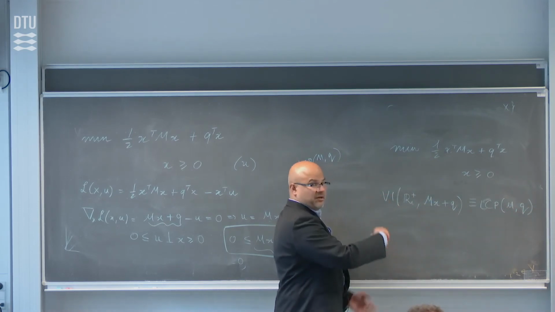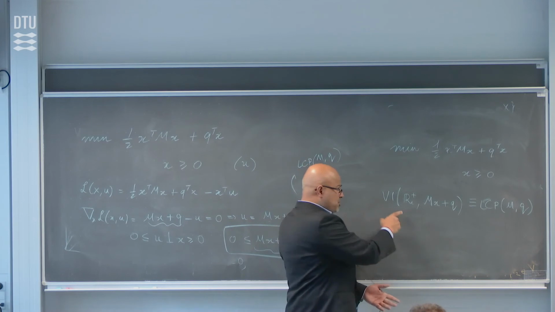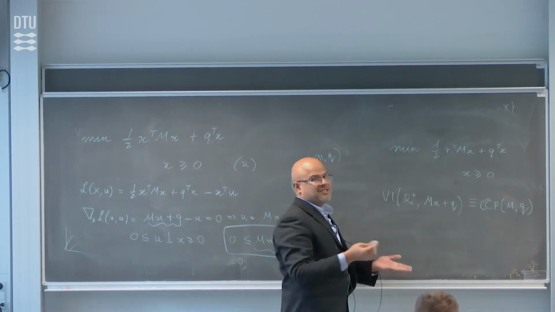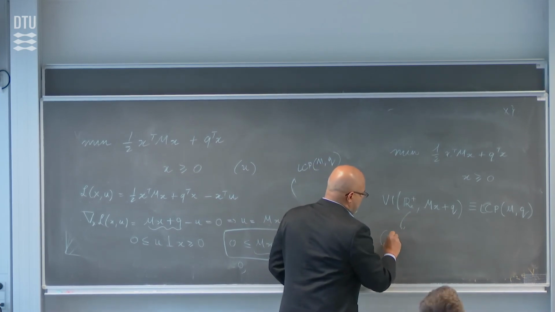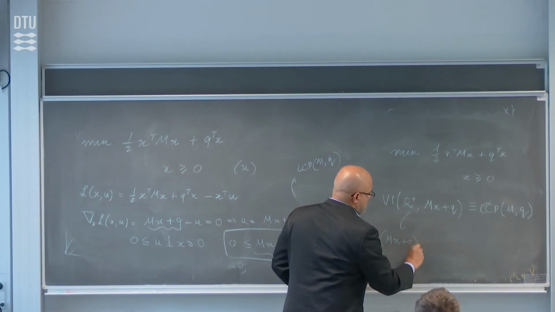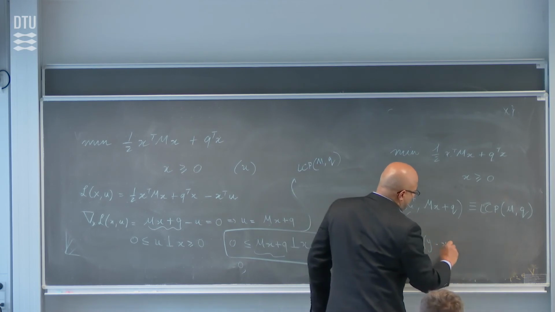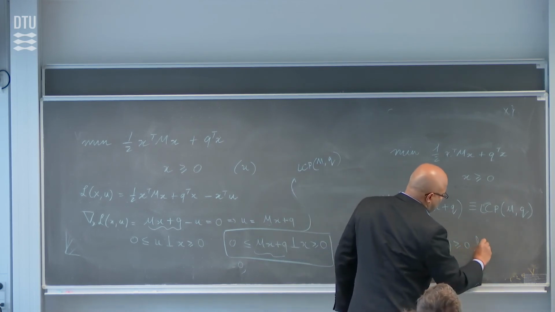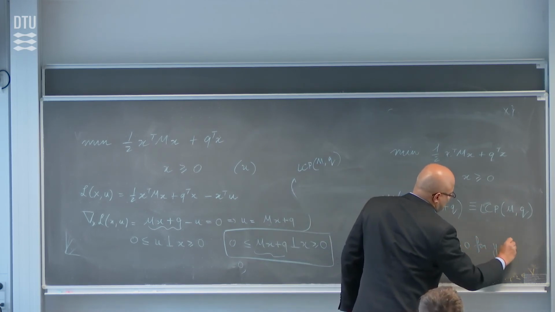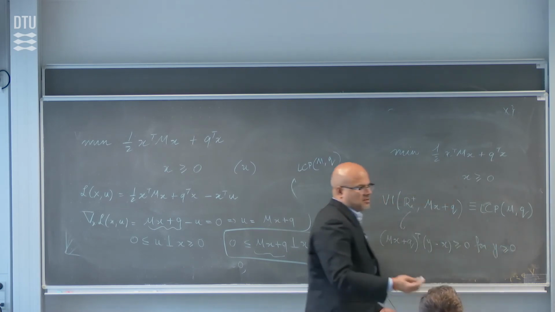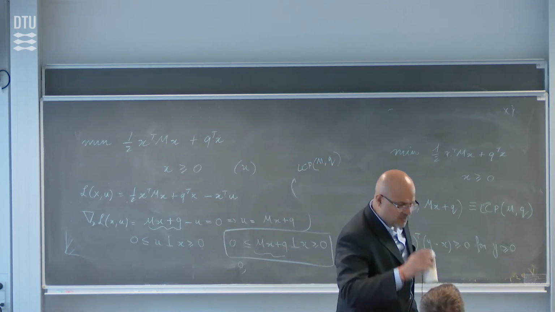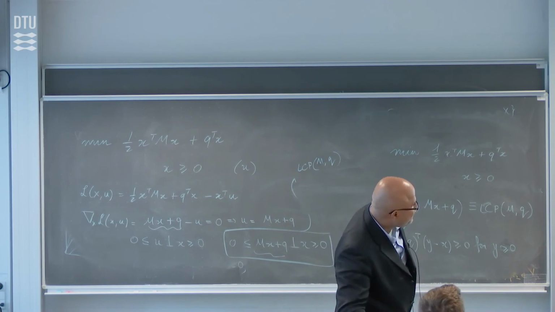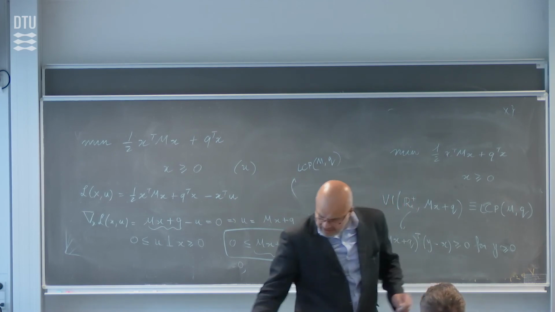We showed that in the previous result. We said if x is a solution of this, it's a solution of this, because the set is a cone. In this case, it's a cone. And this problem is just (Mx plus q) transpose (y minus x). So this is all y in X, but this is just y in the non-negative orthant because X is the non-negative orthant. Okay, so that's the variational inequality problem.